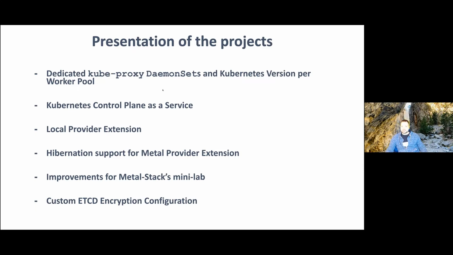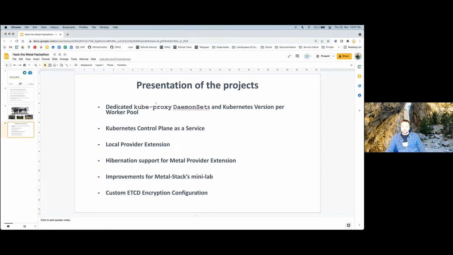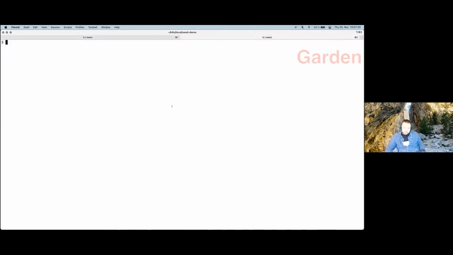Okay, so with this, I would like to start with the first topic and give a short demo of it. It is the dedicated kube-proxy daemon sets and Kubernetes version per pool. So let me switch to the terminal. I have already pre-created a cluster that I call demo.